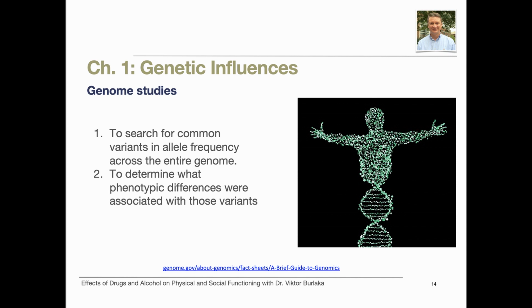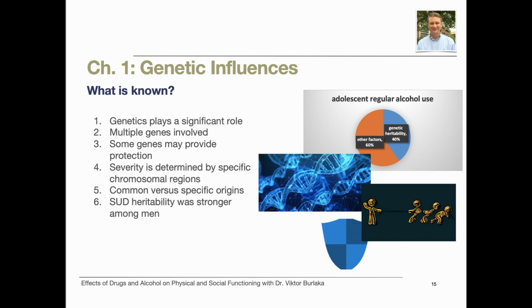The human genome is a person's complete set of DNA, represented in virtually every cell of the body. The Human Genome Project, completed in 2003, resulted in a genetic map of the approximately 20,000 to 25,000 genes in the human genome. Genome-wide association studies, GWAS, approached the study of substance misuse and SUD in a unique manner, searching for common variants in allele frequency across the entire genome, and then determining what phenotypic differences were associated with those variants. What is known about the genetics of substance misuse?